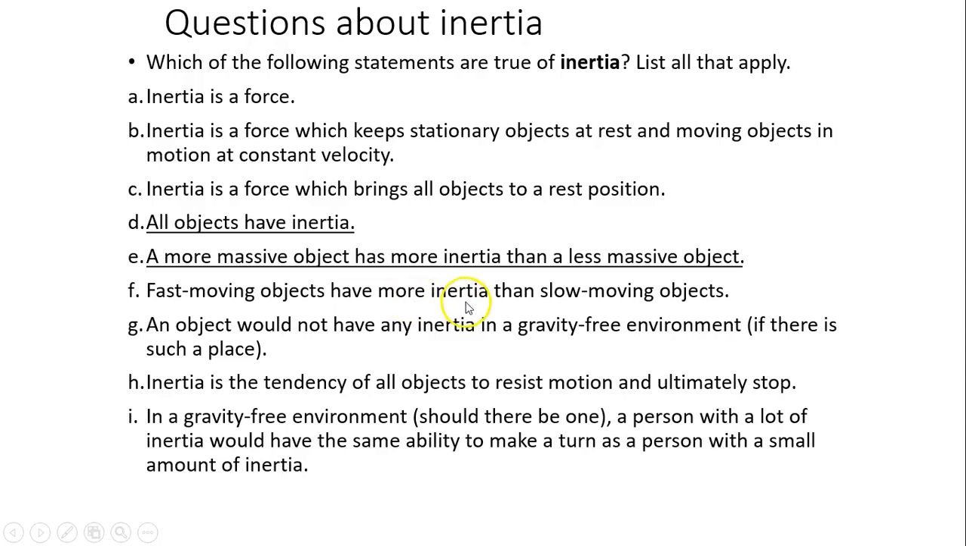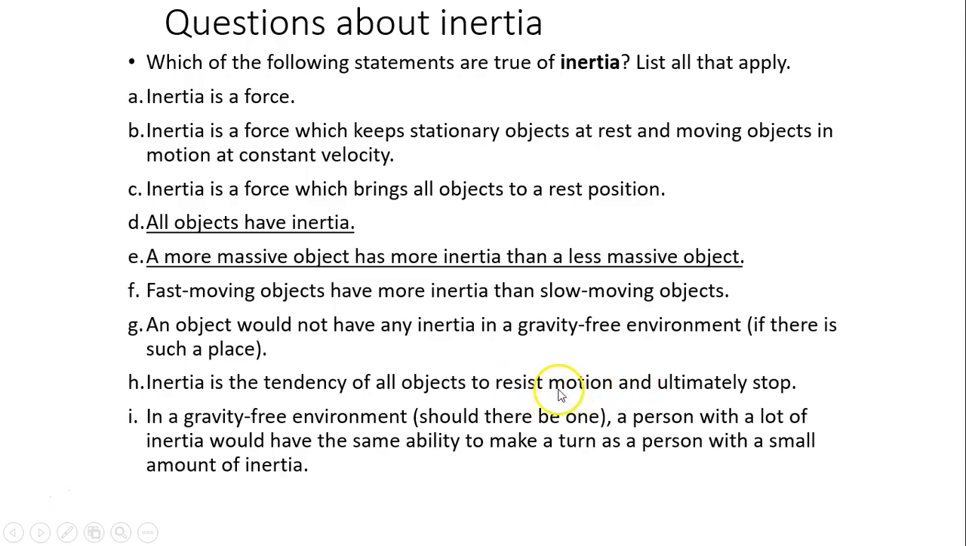No, more inertia or less inertia only depends on one thing. It's mass. So F is wrong. How about the next one? An object would not have any inertia in a gravity-free environment. No, an object will have inertia because the object will have mass. Even gravity-free means no gravitational force, no weight, but it still has mass, so it still has inertia.